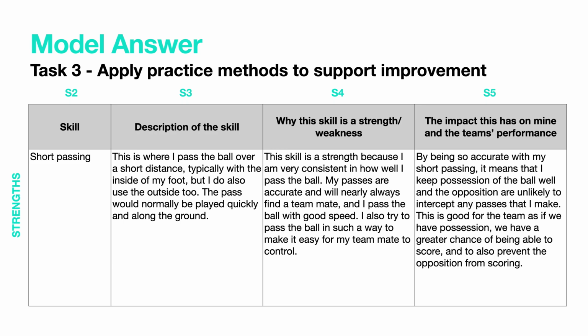Okay, and then another tricky bit, S5, explaining the impact this has then. So by being so accurate with my short passing, it means that I keep possession of the ball well, and the opposition are unlikely to intercept any passes that I make. This is good for the team, as if we have possession, we have a greater chance of being able to score, and to also prevent the opposition from scoring.